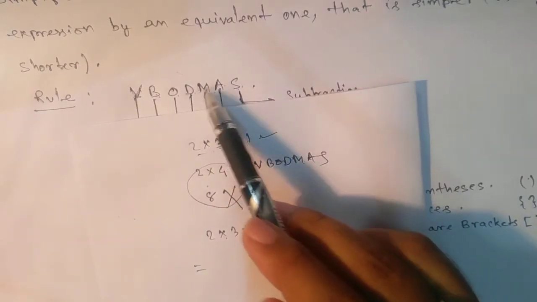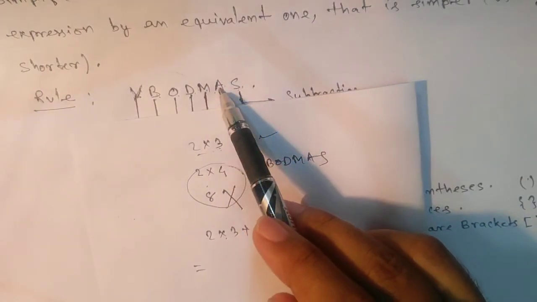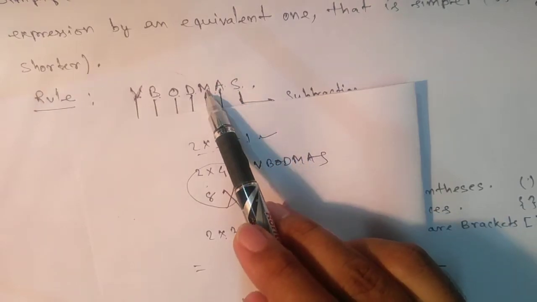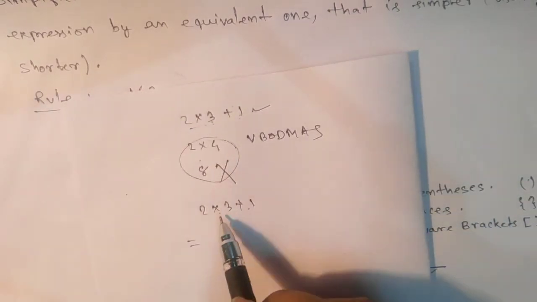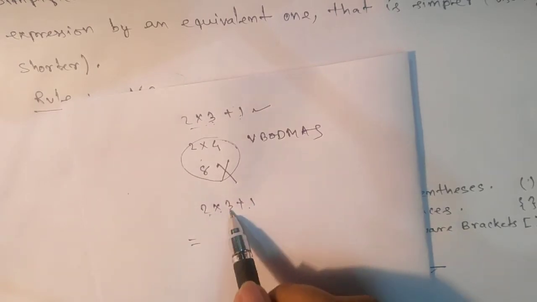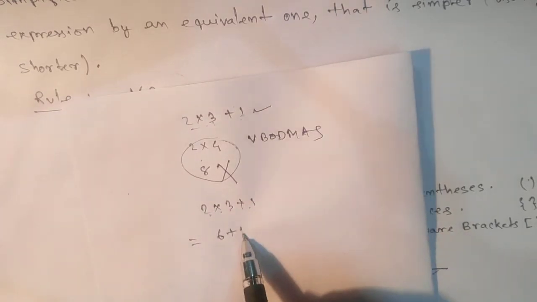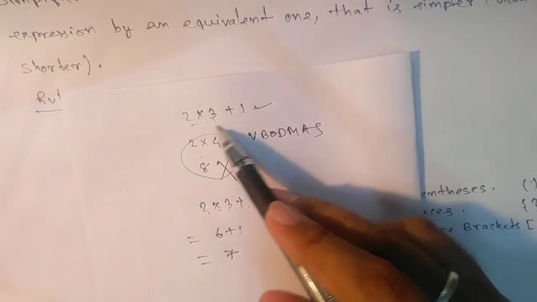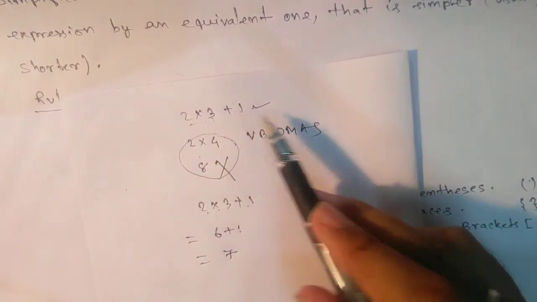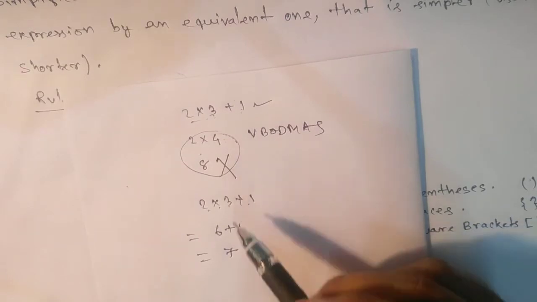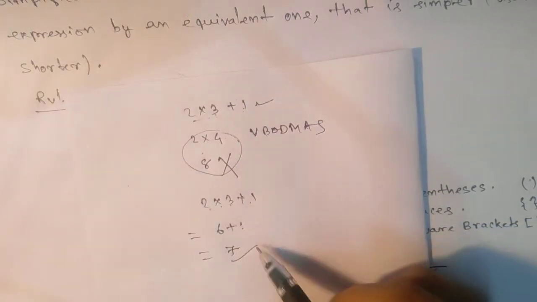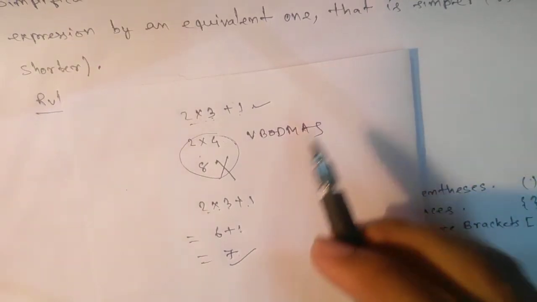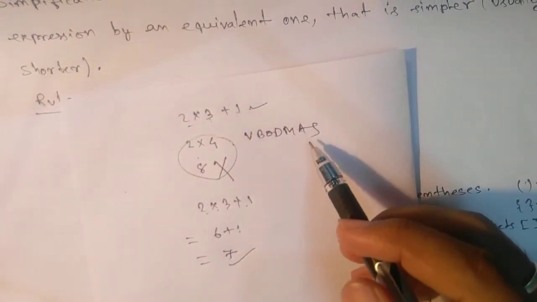So which is most powerful, addition or multiplication? You can see that the most powerful is multiplication. So you need to go for multiplication first. That means 2 threes are 6 plus 1, and here you have 7. Have you seen? You get 8 if you do not follow the BODMAS rule, and if you follow the BODMAS rule then you will get 7. So this is the correct answer, and this process we call simplification.